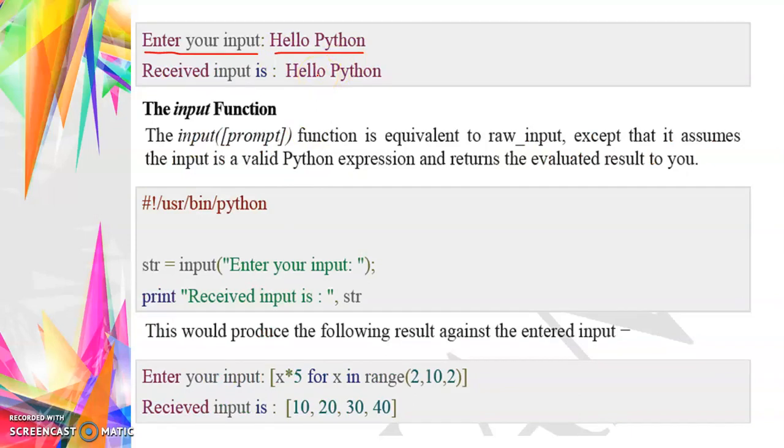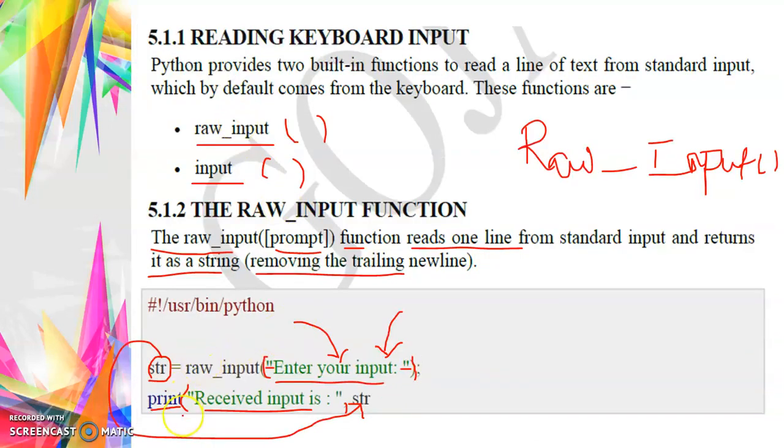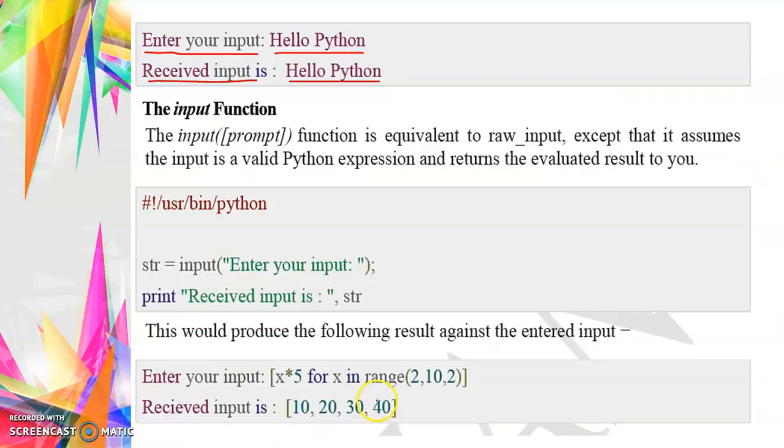So raw input is getting the input from the user side. So, "Enter your input." After that, as a user, I am going to give the input of hello Python. Finally, the received input is hello Python. This "received input is" is the string statement in the print function. After that, I am calling the str variable of this raw input of enter your input. So the same hello Python will be printed in the print function. So this is the raw input function, right?